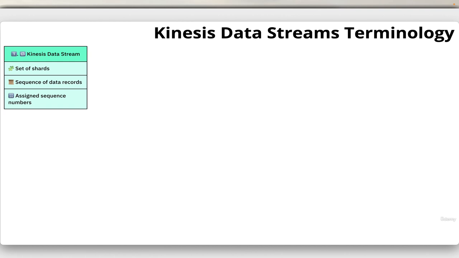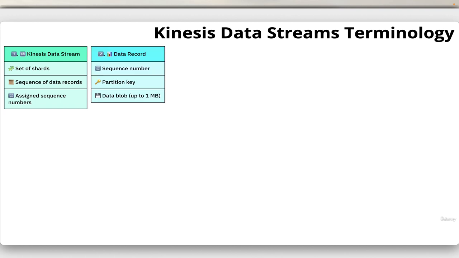Then you have the data record. A data record is the unit of data stored in a Kinesis data stream. Data records are composed of a sequence number, a partition key, and a data blob, which is an immutable sequence of bytes. Kinesis data streams does not inspect, interpret, or change the data in the blob in any way. A data blob can be up to 1 MB.